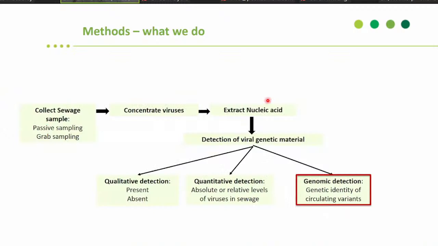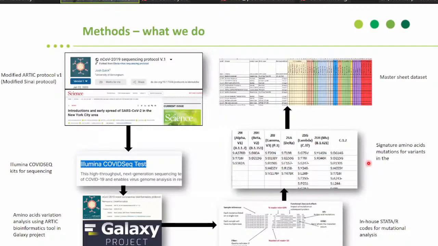And then the other part of the work that we do is the genomic detection. So we identify the different variants of concern that are circulating in the wastewater treatment plants. How do we do that? There are a number of methods that we follow. The first one is by amplifying the whole genome of the SARS-CoV-2 using a modified Sinai protocol that was adopted from the Arctic protocol. The Arctic protocol was the first protocol used to sequence the SARS-CoV-2 from clinical samples. So we use some modification of that. And then we sequence on Illumina using the Illumina COVID-seq test. And then we do the bioinformatic analysis also using the Arctic protocol bioinformatic tools, and we host that in the Galaxy project.